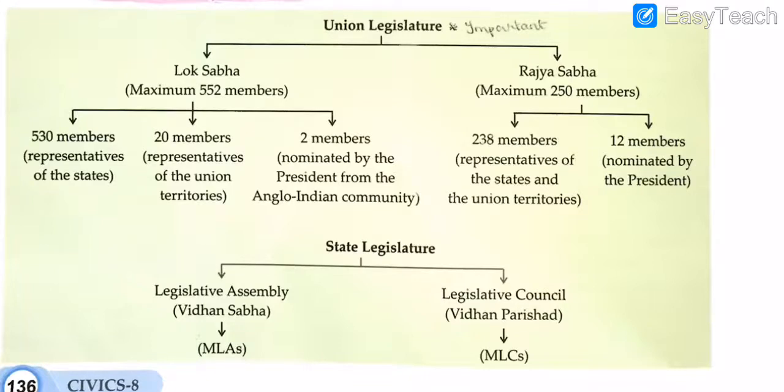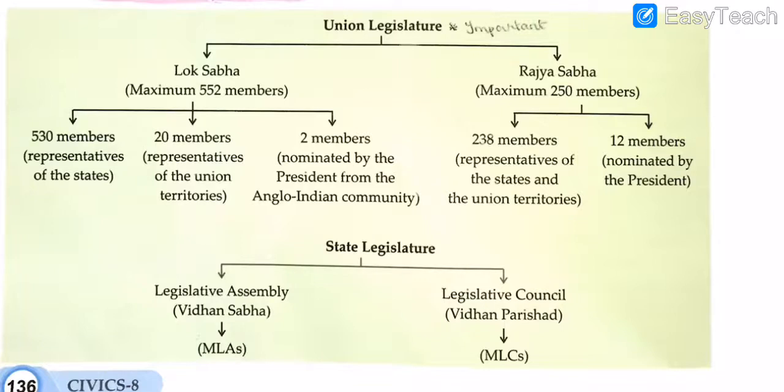Perfect. So this is the union legislature, which is also marked as important. Union legislature is Lok Sabha and Rajya Sabha. Lok Sabha has 530 members from the representatives of states, 20 members from union territories, and 2 members nominated by the president from the Anglo-Indian community. Then you can say now we have about 545 members in our Lok Sabha, fine, and Rajya Sabha, we'll come to it, so we won't read that now.